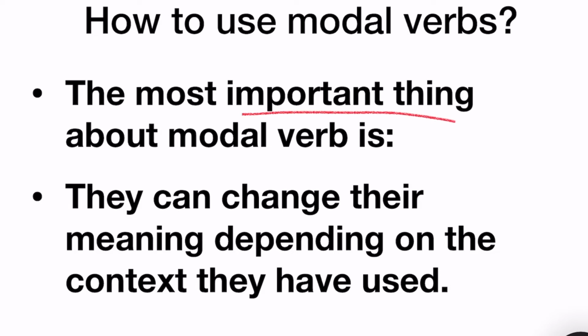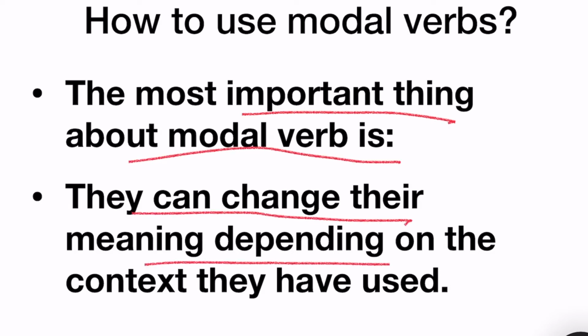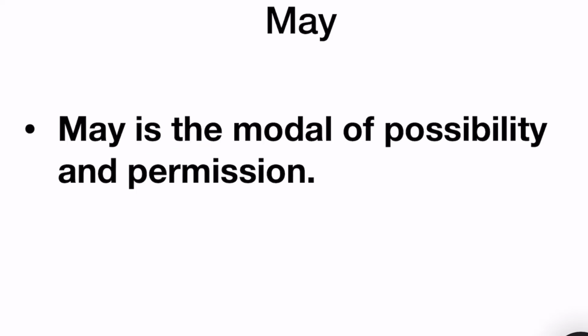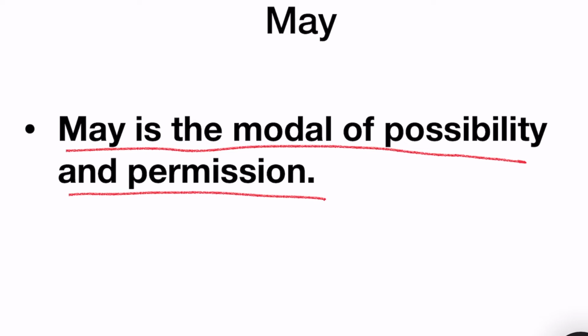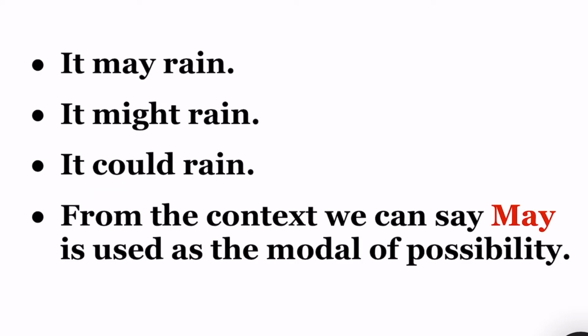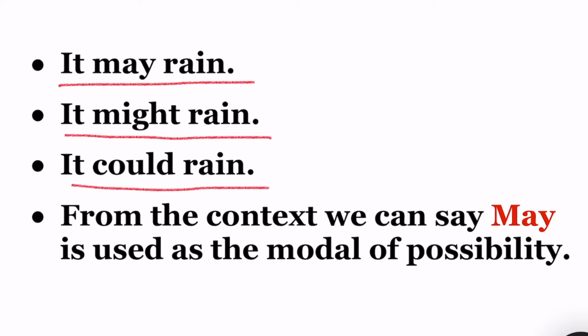The most important thing about modal verbs is they can change their meaning depending on the context in which they are used. May is a modal of possibility and permission. Look at the example here. It may rain. It might rain. It could rain. We have used may, might, could in these sentences.